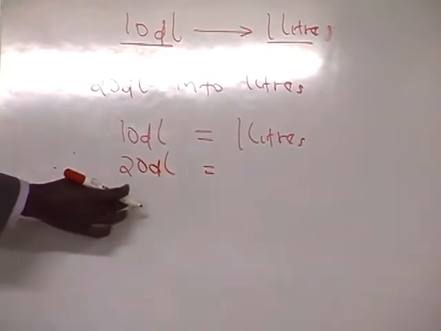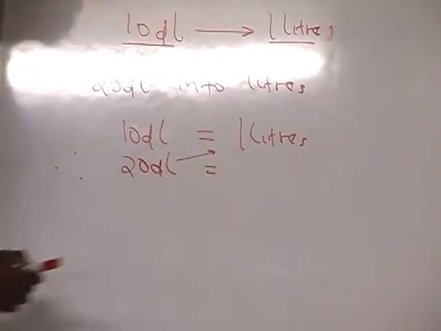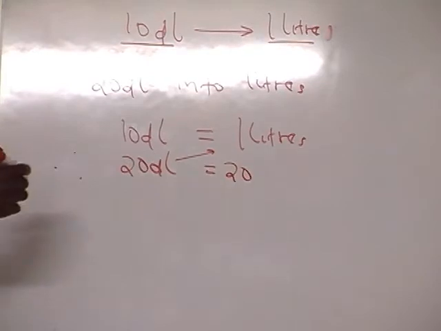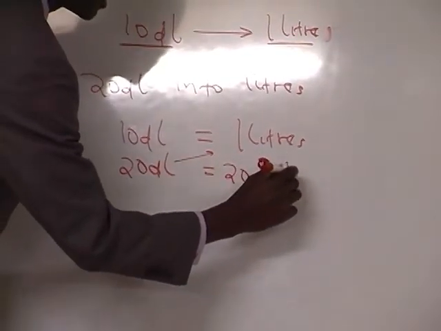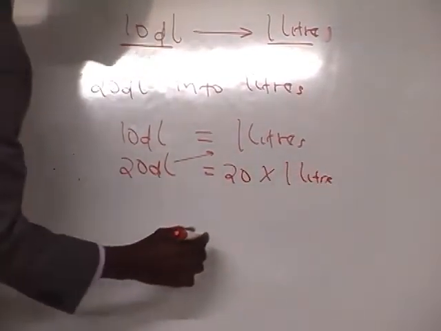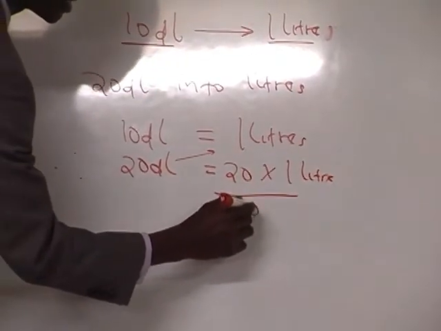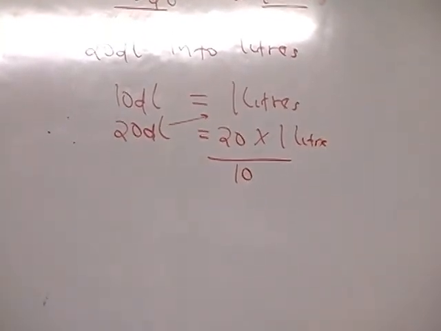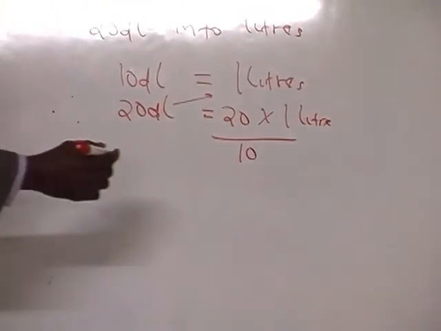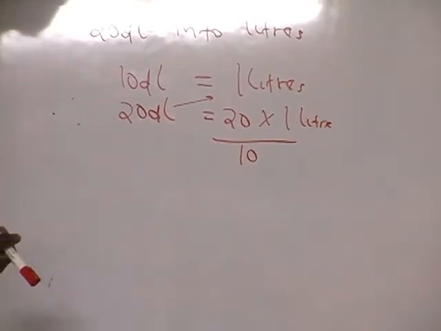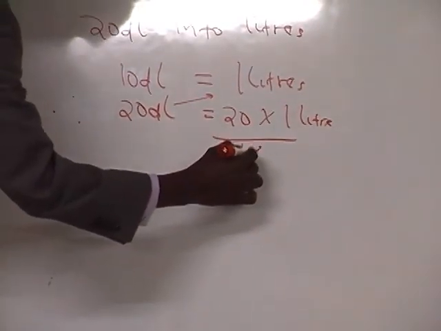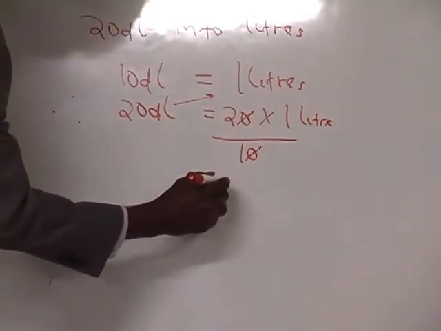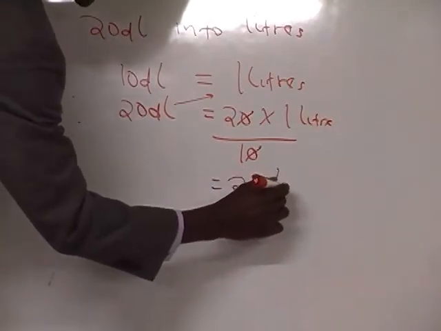So to get this answer, we need to cross multiply. We take 20 deciliters, we multiply by 1 liter and divide it by 10 deciliters. So how do we simplify it from here? You can say that this 0 here cancels that 0. Therefore, we are going to remain with 2 times 1 liter.